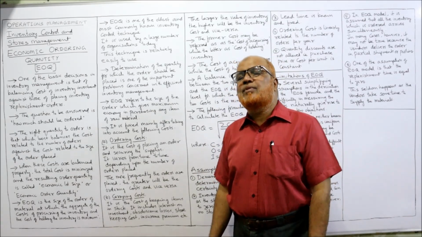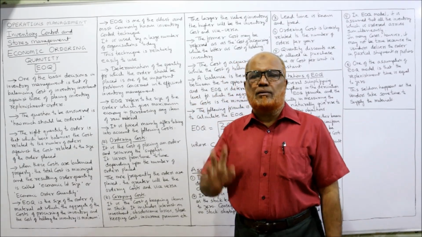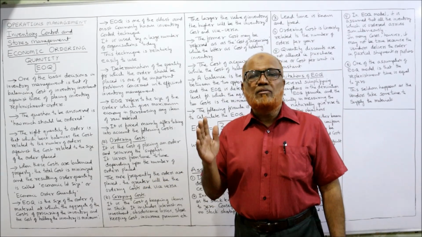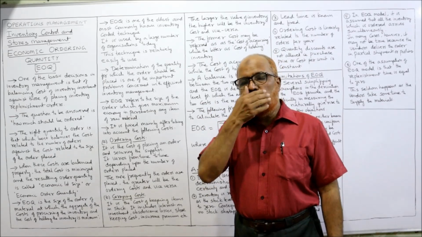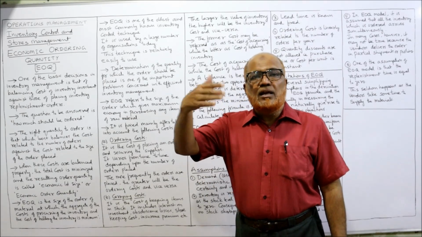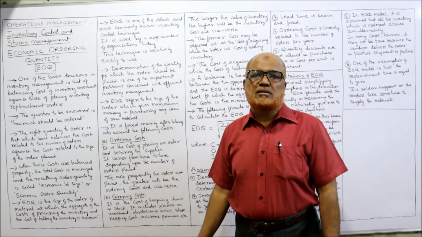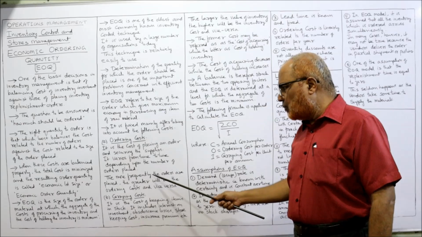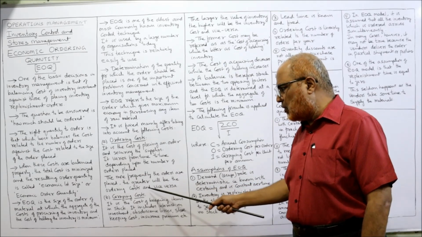Some businesses give only one order throughout the year. Other businesses give monthly orders, meaning in one year, 12 orders are placed. So ordering cost will increase when more orders are placed, and ordering cost will be less when fewer orders are placed. So the more frequently the orders are placed, the greater will be the ordering cost.